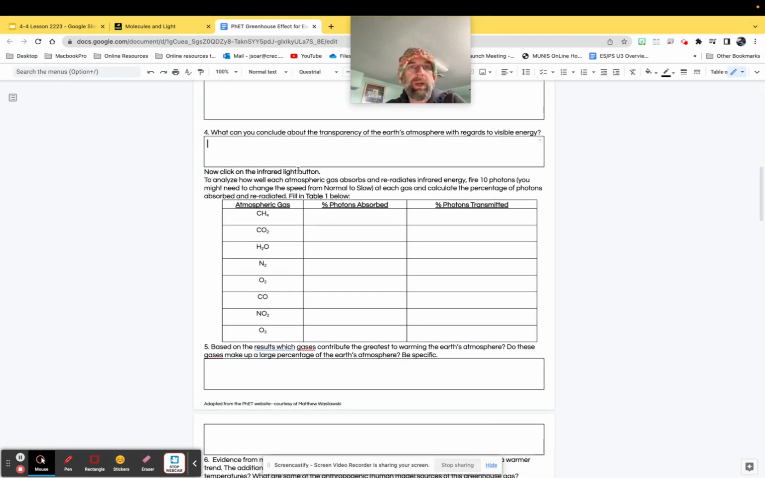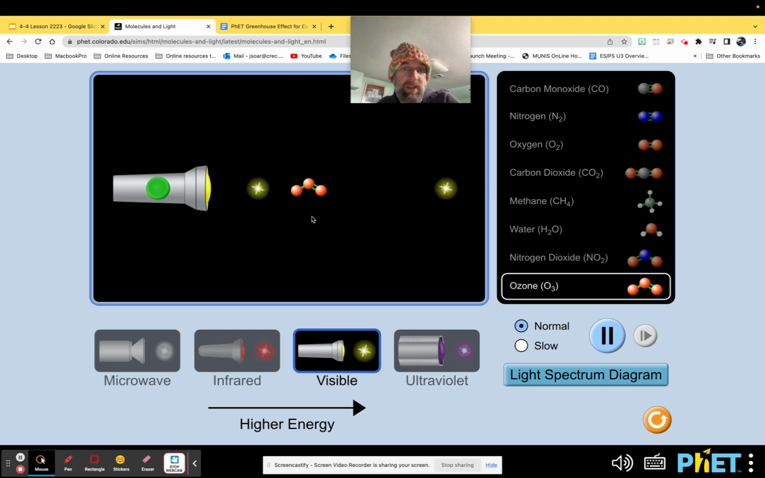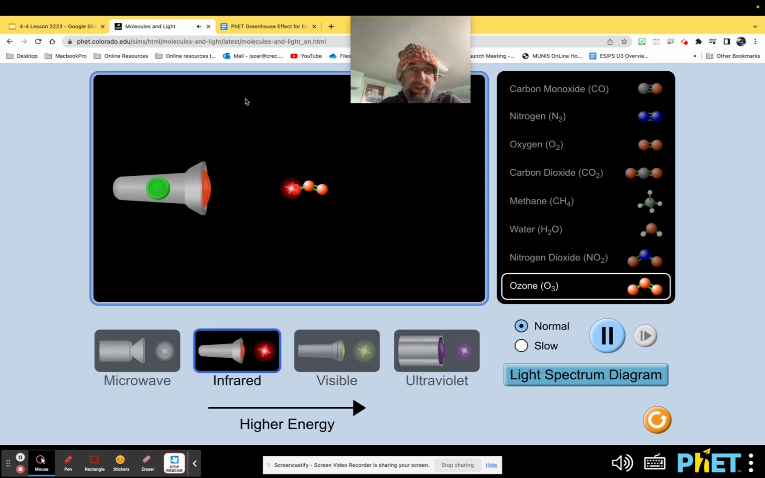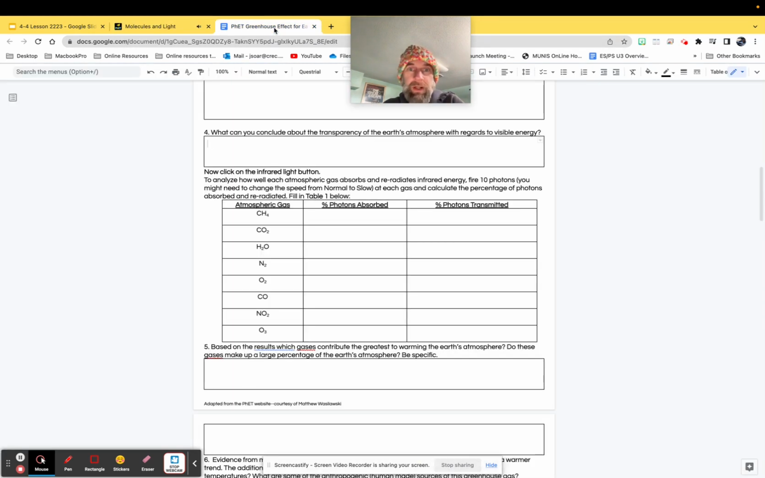Now click on the infrared light button. So we go to this and we click the infrared button like that, right? All right, now to analyze how well each atmospheric gas absorbs and re-radiates infrared energy, fire 10 photons.